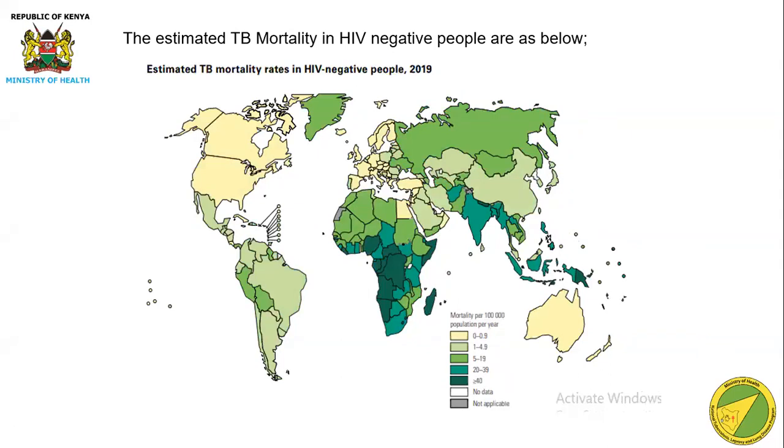TB mortality rates in HIV negative people. So we've seen that the mortality of TB globally is not contributed by HIV in this era where patients are immediately initiated on ART. ART has reduced TB related mortality among HIV patients to the level of TB only mortalities.